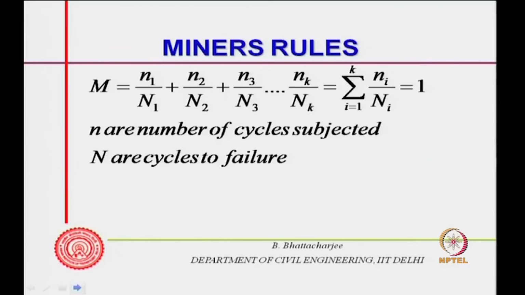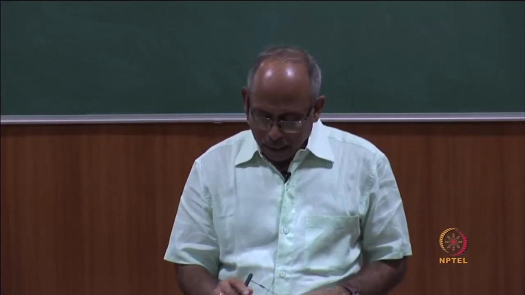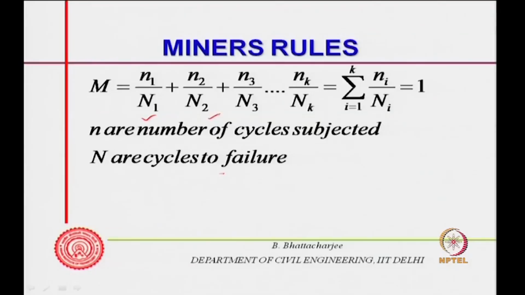This is a kind of damage theory, a cumulative damage theory. Let us say N1 is the number of cycles to failure at a certain stress level, or reversal of stress level, and N2 is the number of cycles to failure in another stress regime, if I may say so.